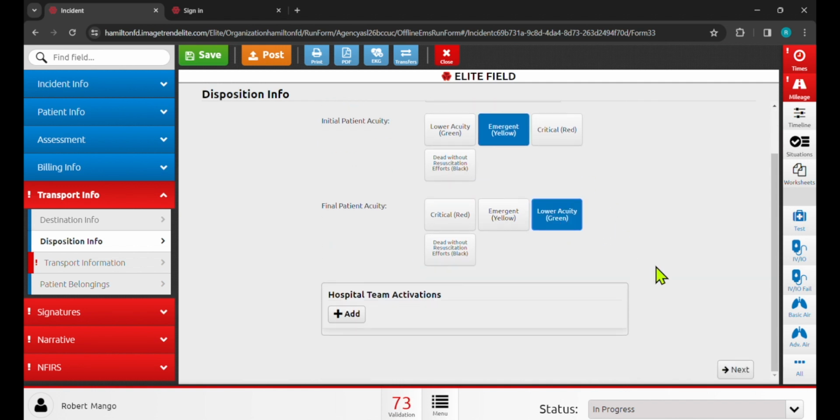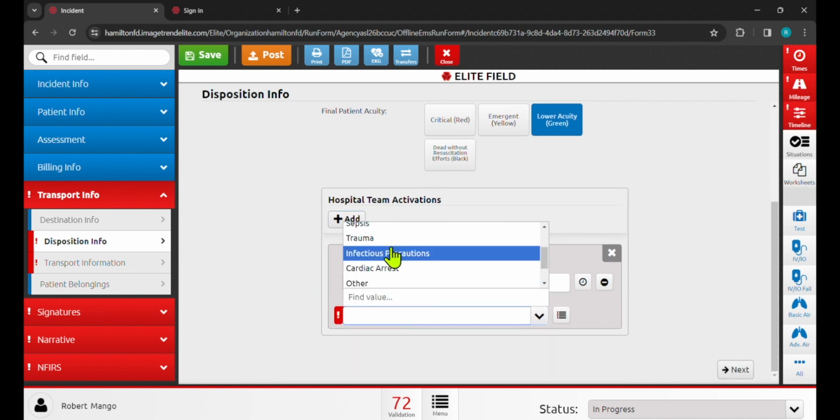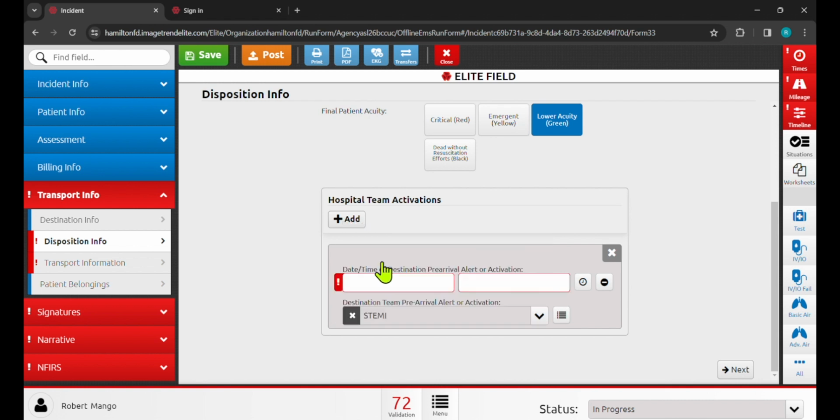Final patient acuity. We gave them some medicine, made them feel better. They're green. This is really a subjective piece of data. What maybe is emergent to you is not emergent to me, and vice versa. But in general, you can pretty easily fit somebody into one of these categories. And hospital team activations. What is this? I call it a sepsis alert, a trauma alert, a cardiac arrest, a STEMI alert. And we want to record when we activated those.